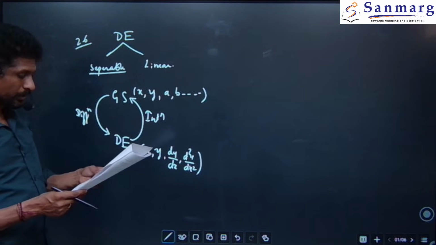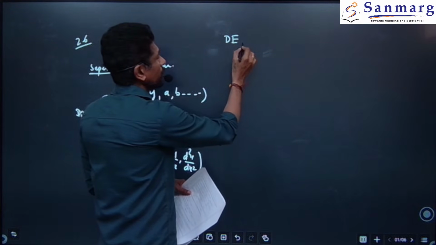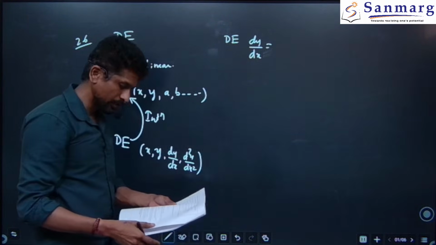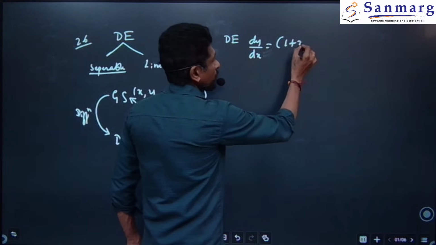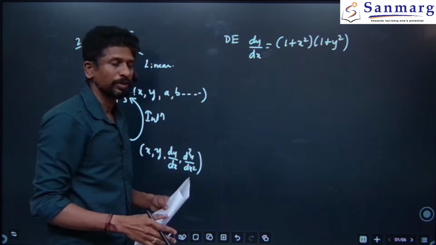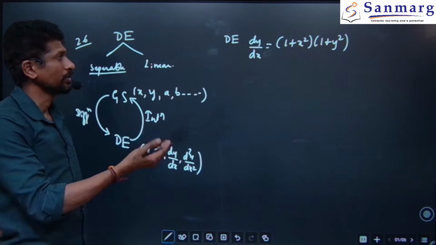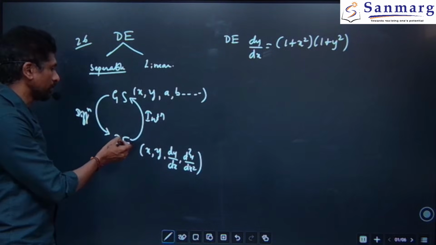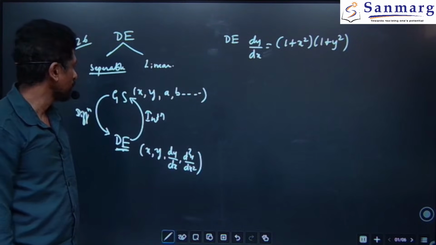So now in the 26th question the differential equation is given. The differential equation is dy by dx is equal to 1 plus x square into 1 plus y square. Now separating the variables means dx with the x function and dy with the y function, then you have to integrate. They have given the differential equation, and they are asking to find the general solution.